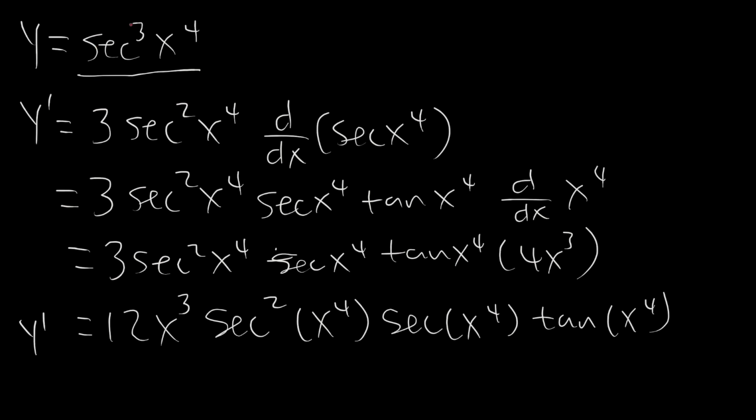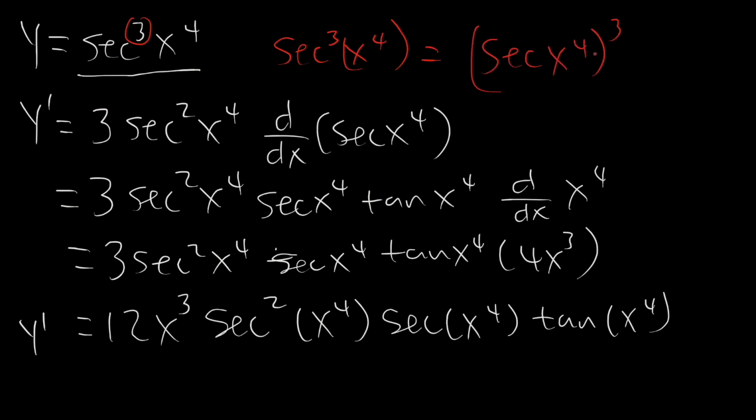So I know here it might seem a little bit confusing. So secant cubed x to the fourth power basically means this. It's just a mathematical expression. So we put 3 here instead of writing it like this. So for this problem, you just need to apply the chain rule.